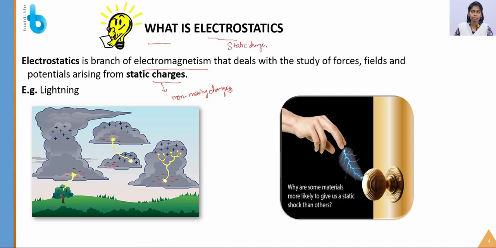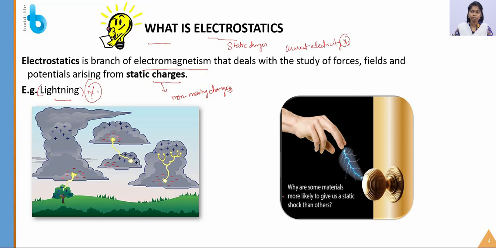And electrodynamics is a branch which covers current electricity, okay, which you are going to learn in the third chapter. Okay, so this is also a very important chapter. Let's see what electrostatics is. Electrostatics is nothing but when you are reading about charges which are in a non-moving condition, that is termed as electrostatics. Lightning is a very important and common example which comes under electrostatics.